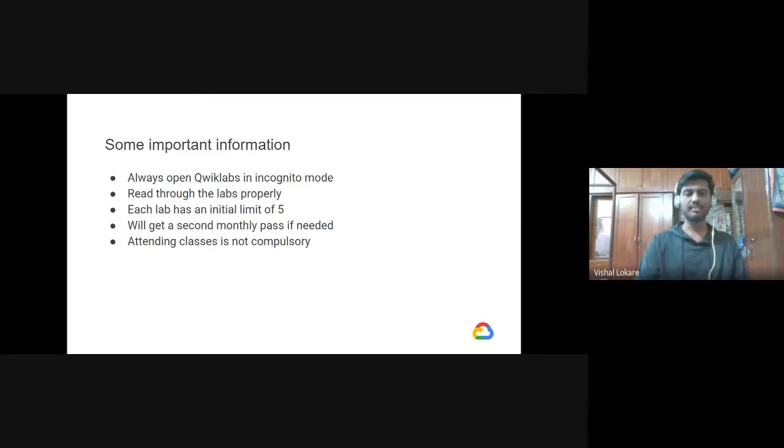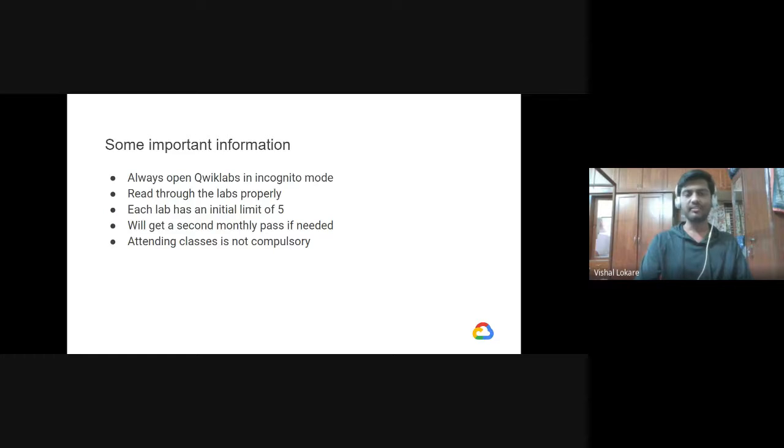Then next is, whenever you start any lab, make sure that you have enough time to complete it with full concentration because every step is important. Whatever you read in the lab, you have to execute on the GCP platform. So always make sure that however much time the lab is showing, let's say it shows 1 hour, you have at least 45 minutes of free time and can concentrate on the lab.